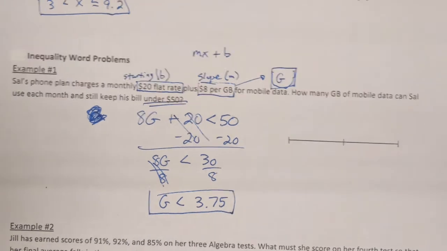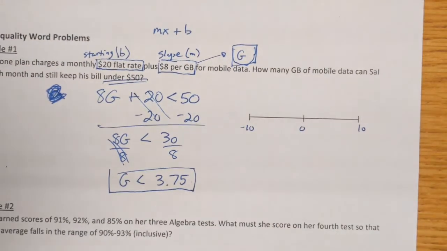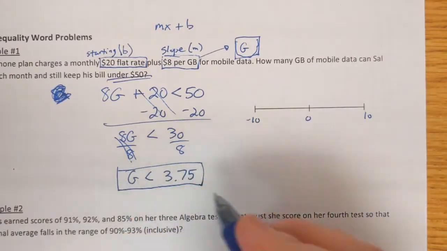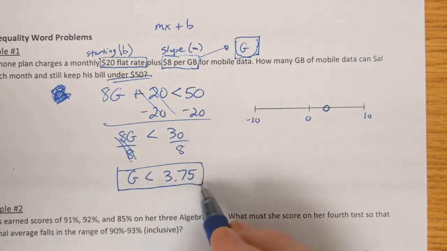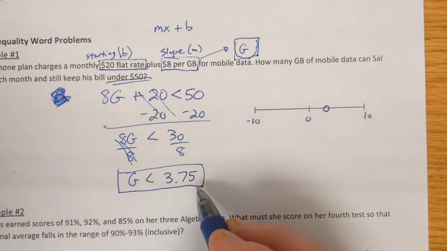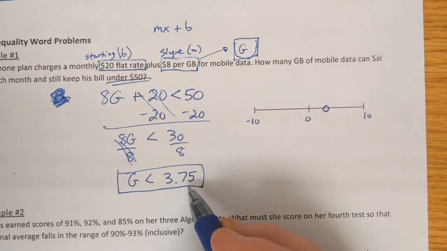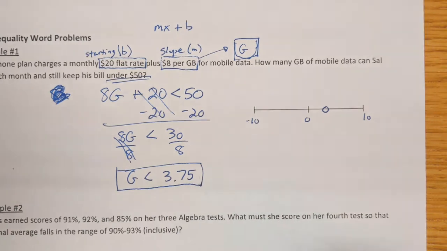Now let's graph this. Negative 10, 0, 10. Now there's always kind of a debate on the graph. Here's how we're going to write our answer. 3.75 is roughly here. I'm going to use an open circle because the 3.75 is actually too much. If he uses 3.75, it comes out to exactly 50, and that's too much. So he's got to go less than this. He's got to do like 3.74 or 3.73, any amount that's less than 3.75.